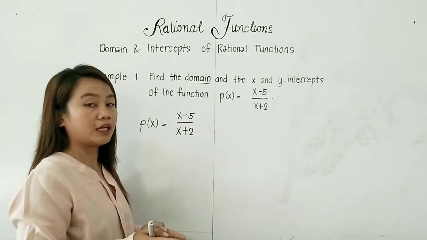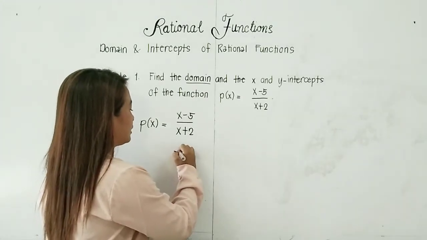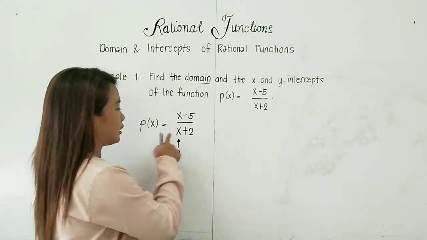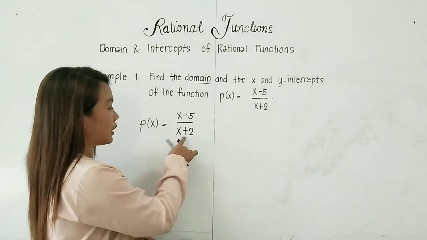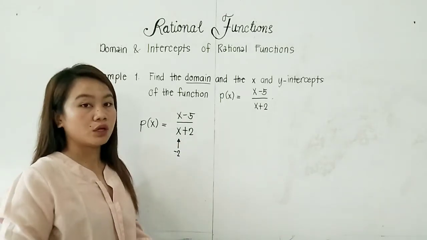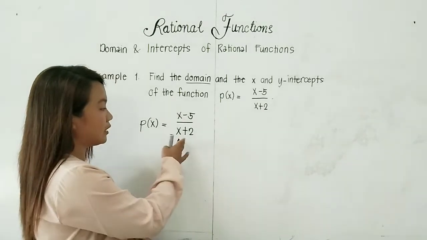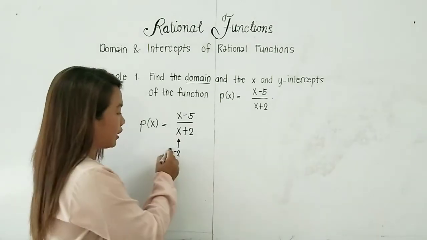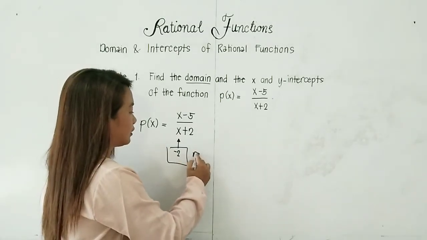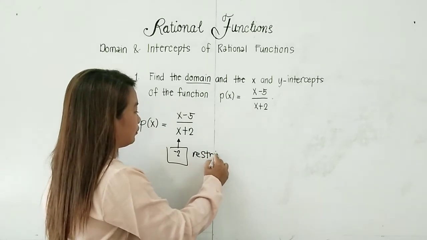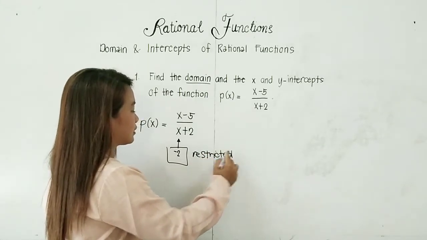Now let's try negative 2. If we substitute it here in x, negative 2 plus 2 is equal to 0. So negative 2 will make the denominator 0. Therefore, negative 2 is restricted in the domain of p of x.